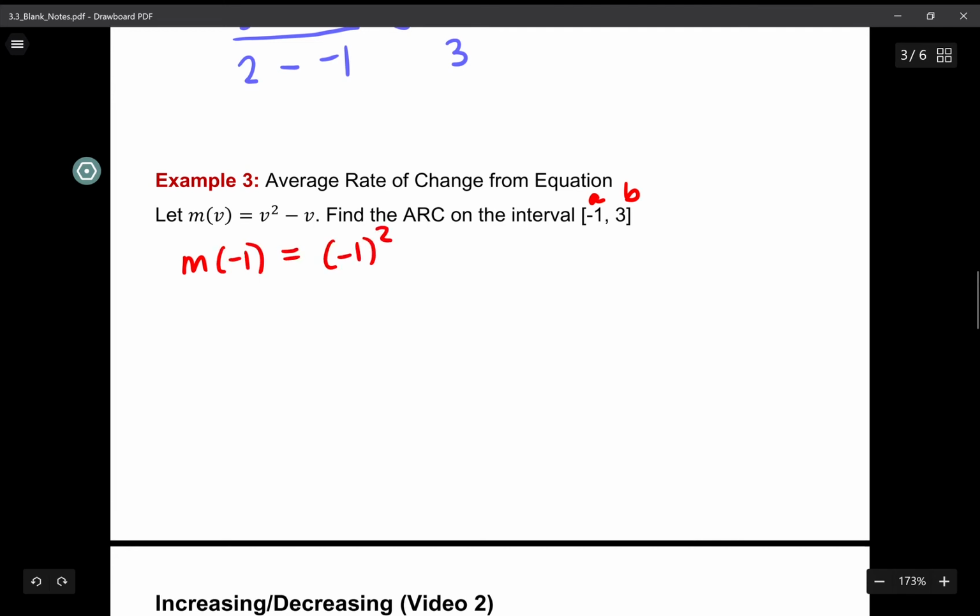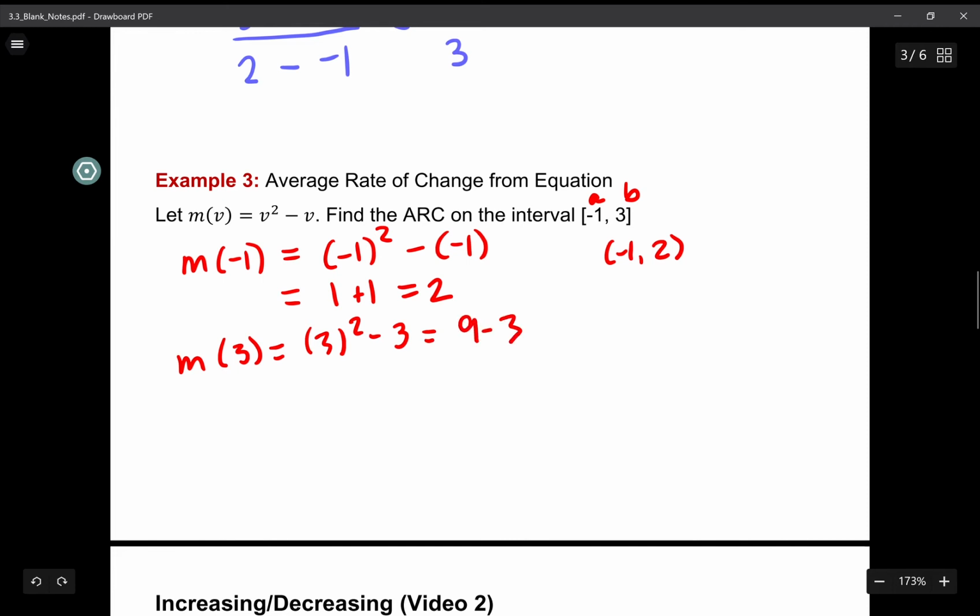-1 squared minus -1. So -1 squared is 1, minus -1 is plus 1, so that's 2. So this is the point (-1, 2). Let's find m of 3. That equals 3 squared minus 3, which is 9 minus 3, which is 6. So this is the point (3, 6).